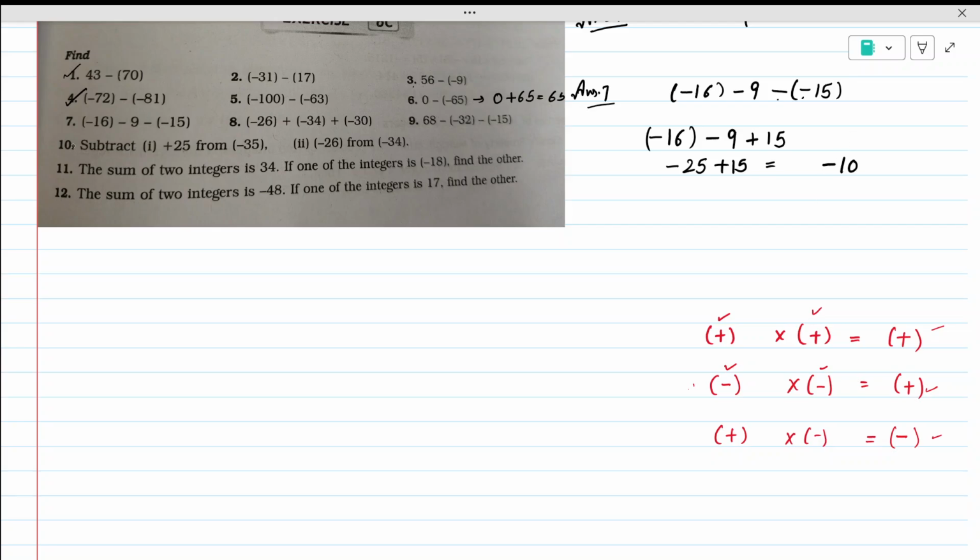Okay. And likewise, kids, you can pick up 8th and 9th. These two are homework for you. They are very, very easy. Next, question number 10, I am picking.